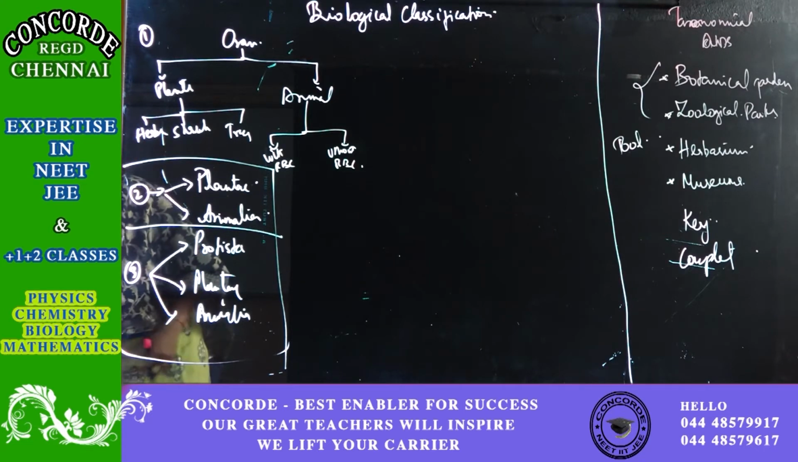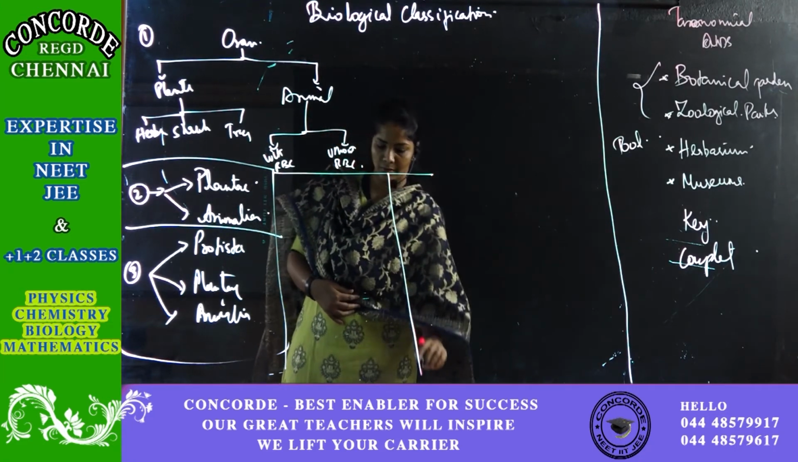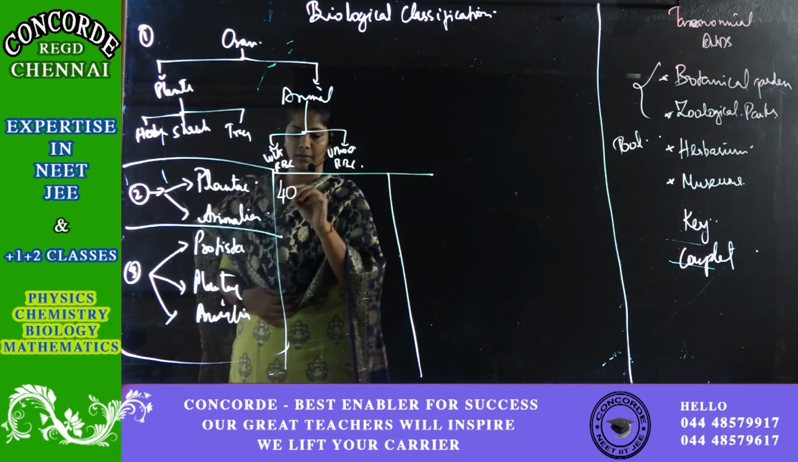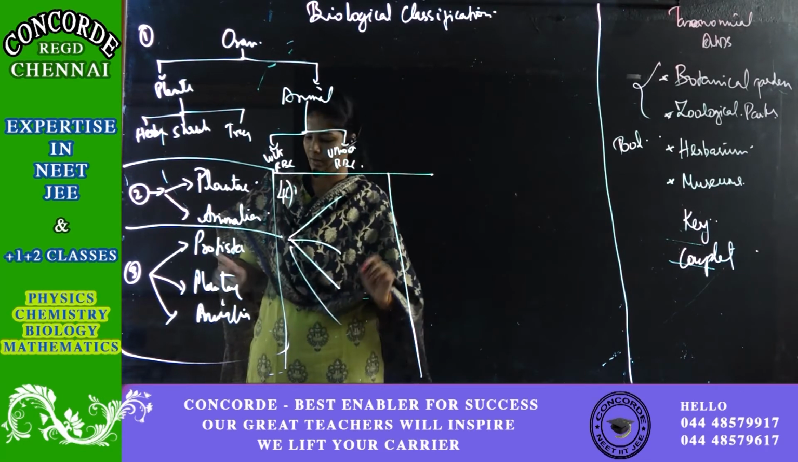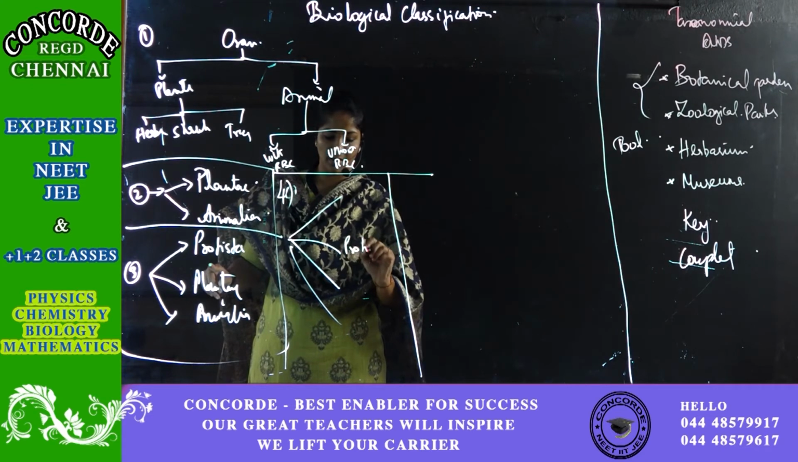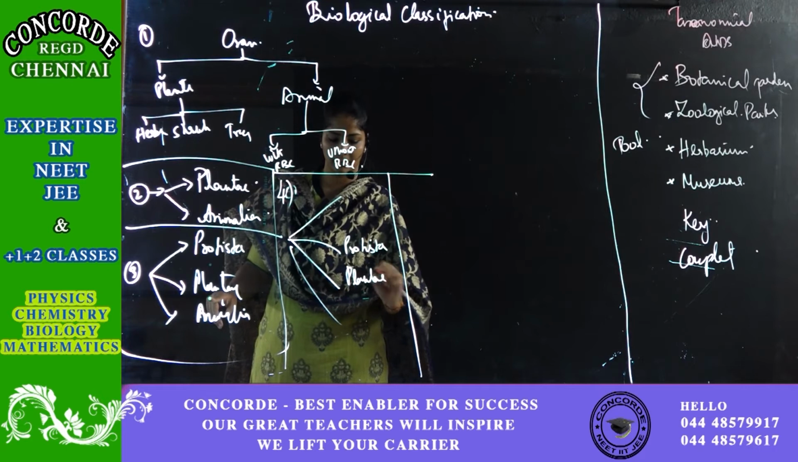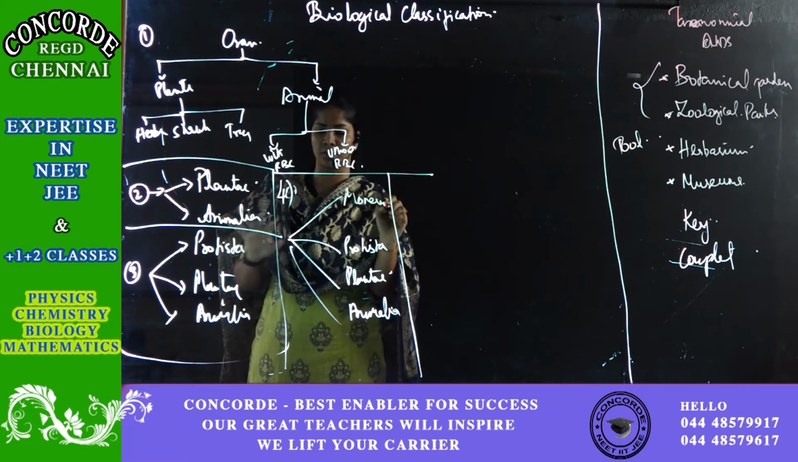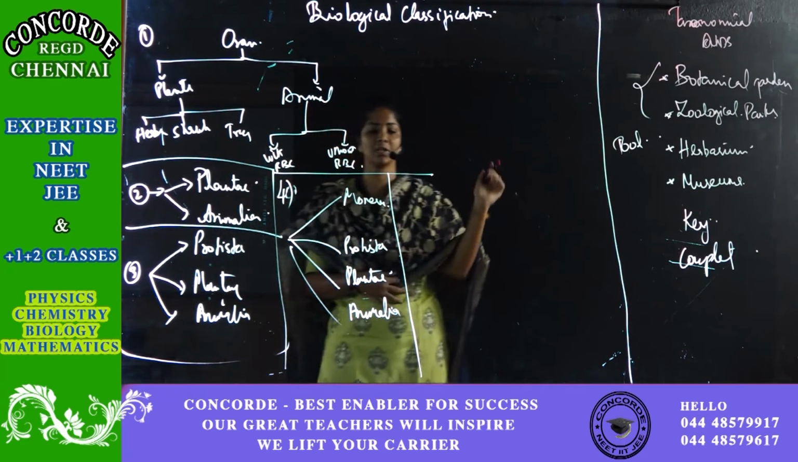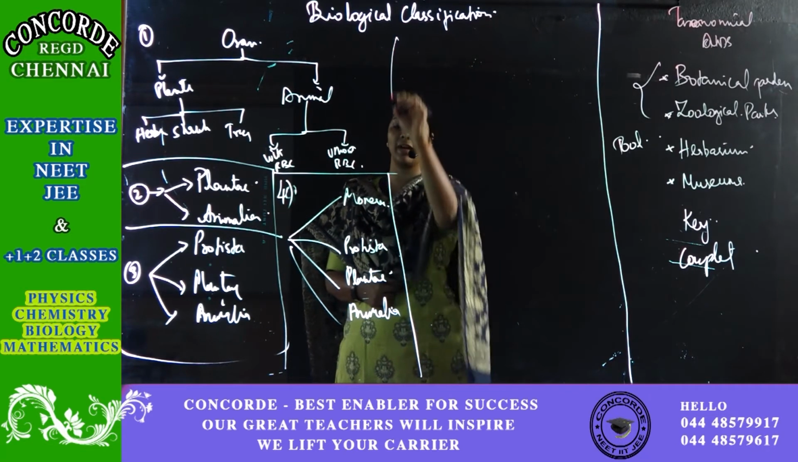Next is the four kingdom classification. In this four kingdom system I have four categories, 1, 2, 3, 4: Monera, Protista, Plantae, Animalia. So they kept adding one in each system of classification. Okay, so this is 4. And the last one, which is most widely accepted, is your five kingdom classification.